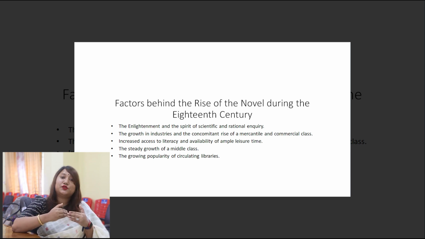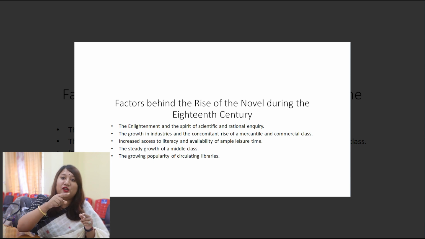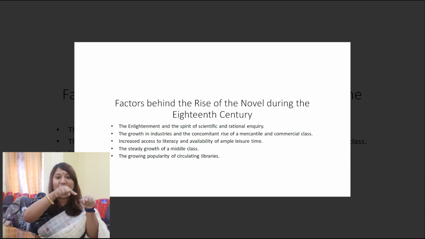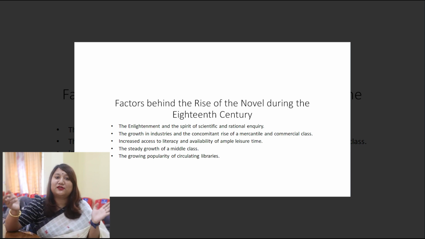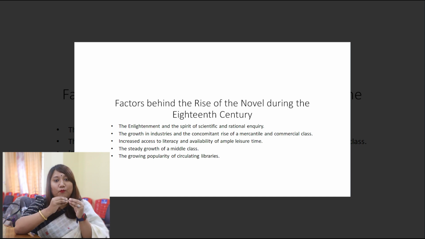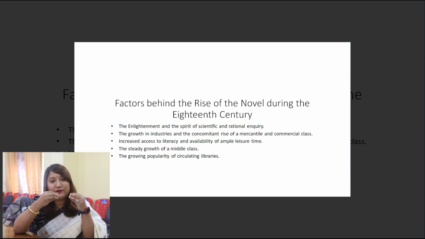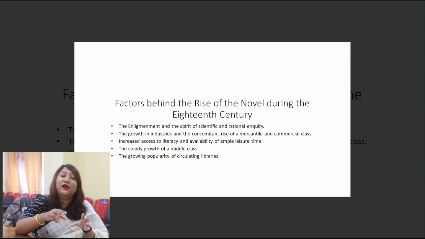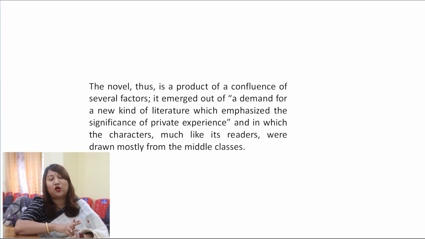Okay, so see students, there were several factors that together contributed to the rise of the novel, and there was no single factor. You cannot just simply trace the trajectory of the English novel saying that this thing happened, then this happened, and ultimately there was the rise of the novel. No, it is a complex amalgamation of different circumstances, of different incidents, of different things that together made it possible for the rise of the novel.